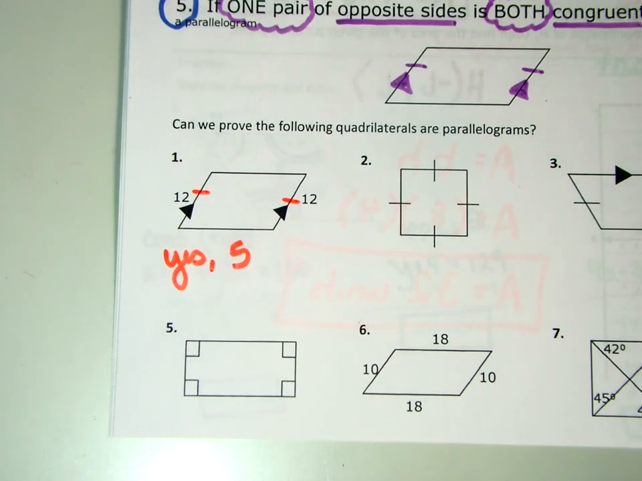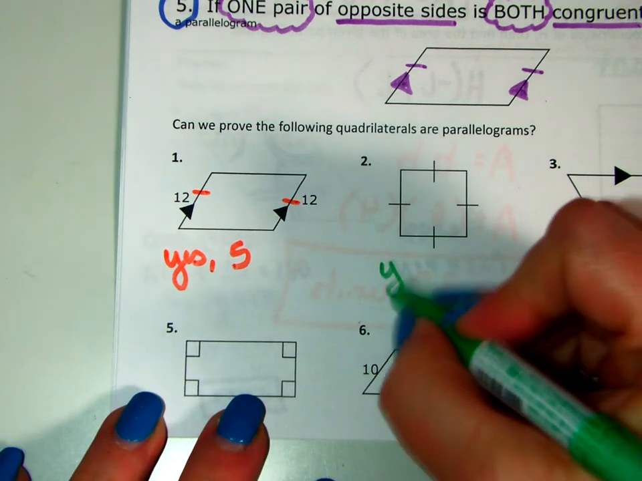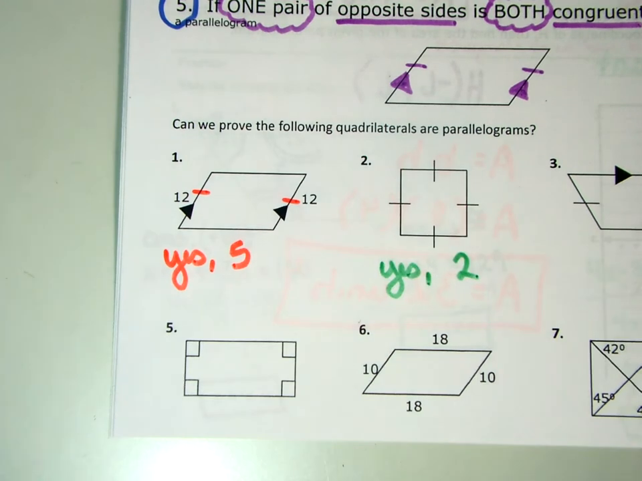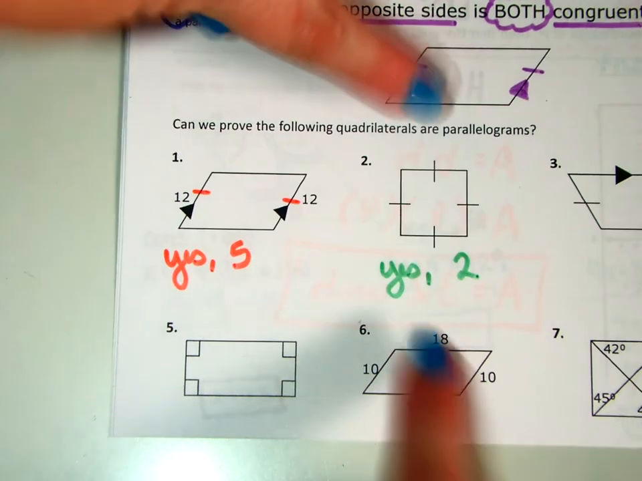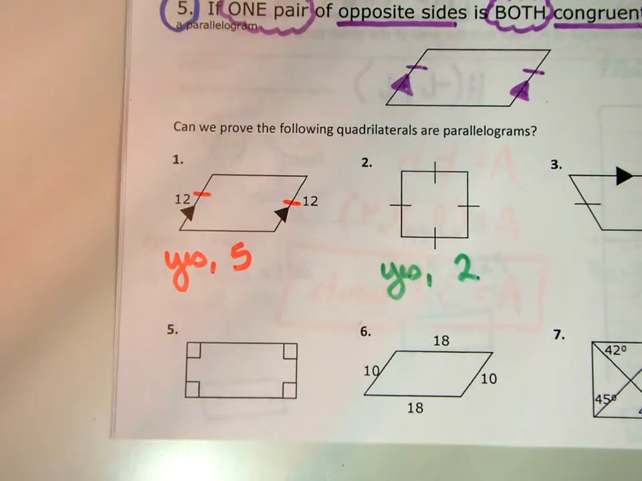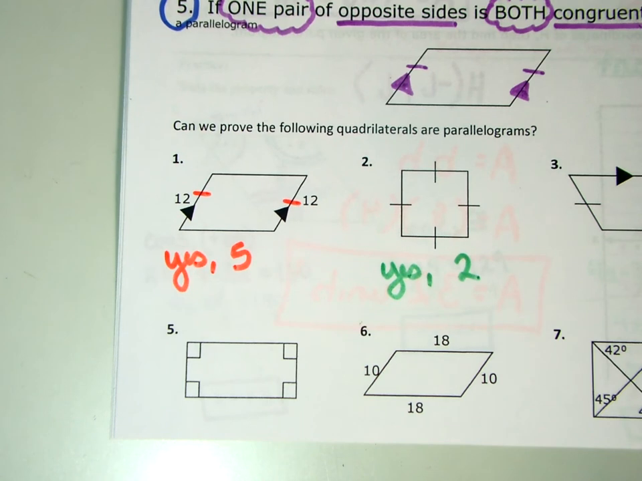Okay? What about number 2? Yes. Which one? 2 says both pairs of opposite sides are congruent. So I can see these 2 are marked congruent. And I can see these 2 are marked congruent. So 2 follow-up questions for number 2. Is a square a parallelogram? Yes, because opposite sides are congruent, right? Is number 2 a square?